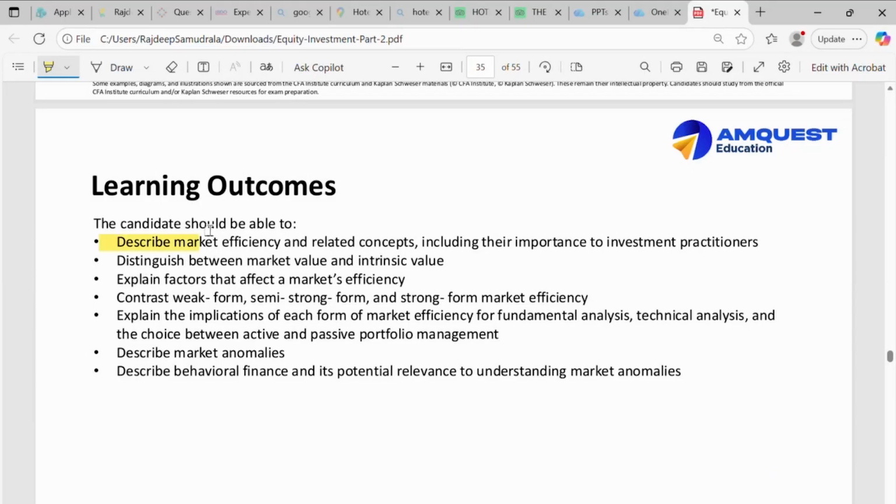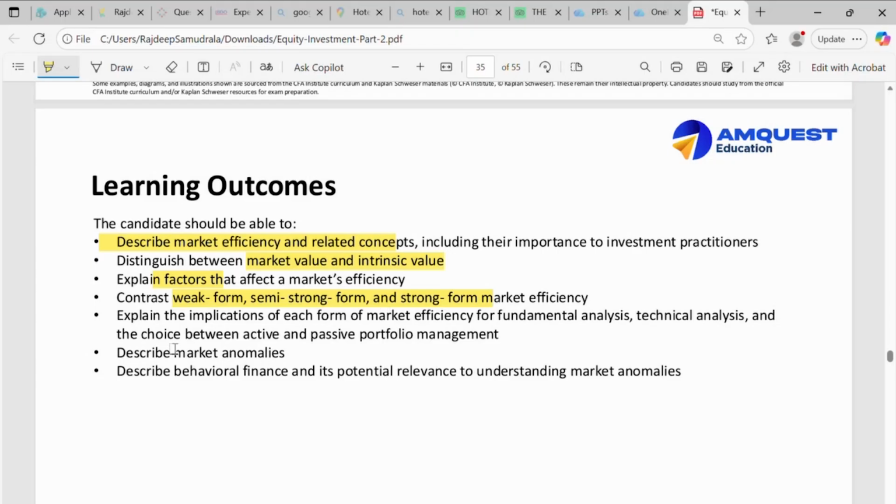So for example, I'll just quickly check. Did we describe what efficiency is? Yes, we understood the importance of efficiency. Did we distinguish market value and intrinsic value? Yes, we discussed that also. What factors affect efficiency? We saw that. Then we clearly saw the difference of weak form, semi-strong, and strong form. We saw the implication of each form of efficiency, right? How it affects your fundamental and technical analysis, we have seen that bit also, right?